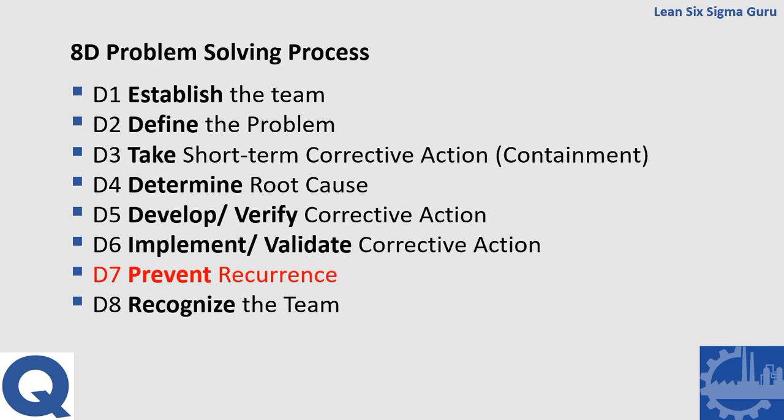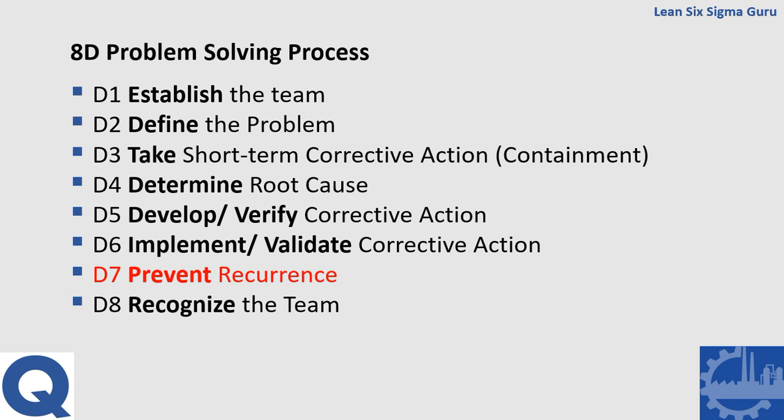In this case, if we go through D1, we establish a cross-functional team. D2, we define the problem in specific terms so we know exactly what to fix. In D3, we take short-term corrective actions or containment actions to mitigate customer risk. D4, we determine the root cause.